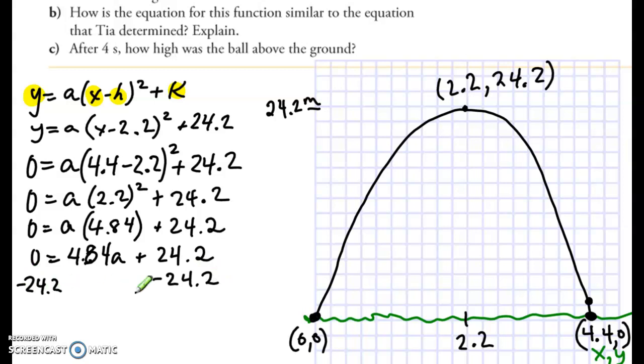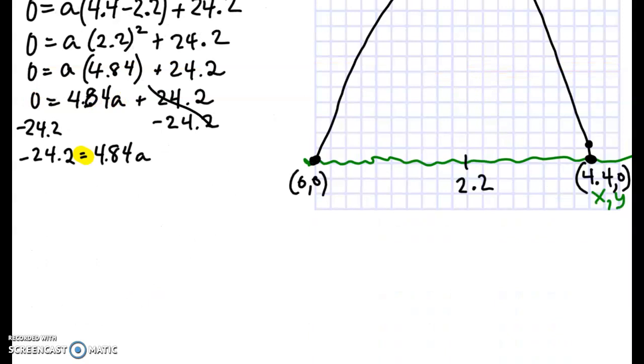So we want to get a all by itself, right? That makes 0. So we have negative 24.2 equals 4.84a. Okay, we're still trying to get a by itself. 4.84 is multiplied by a, so we divide both sides by that. Again, if this math is just taking your time up and you know how to do it, then just skip forward. And in this case, a is equal to negative 5. And I'm glad it's negative because the parabola is opening down, so that's good.